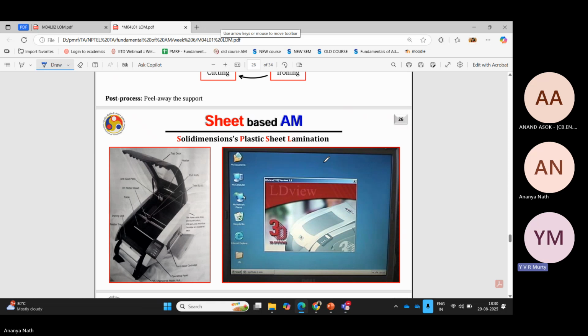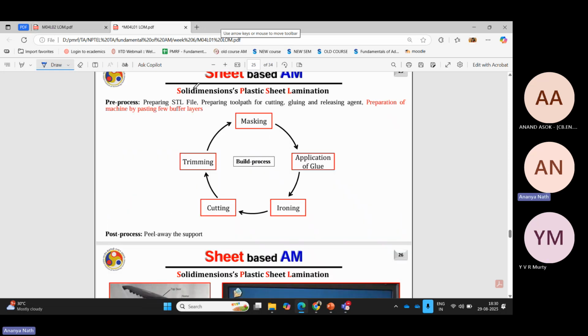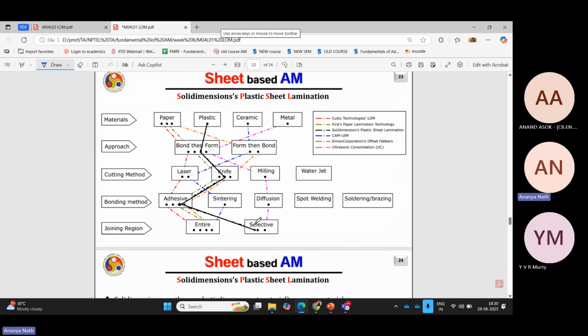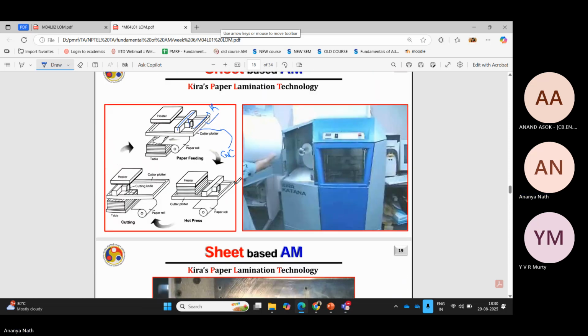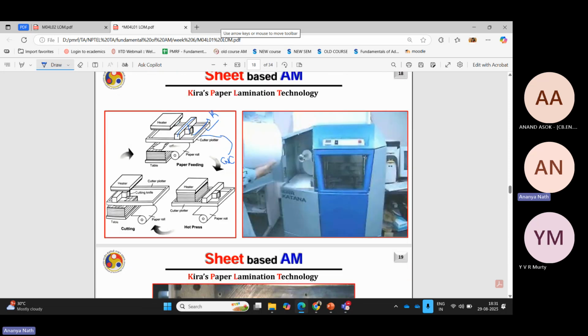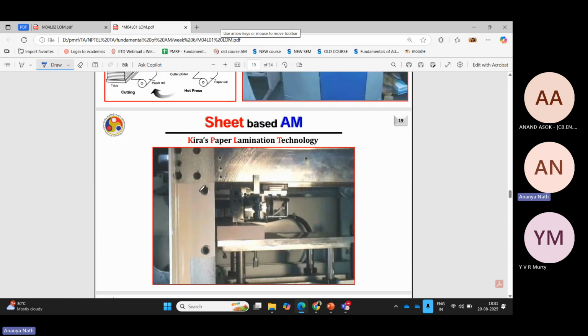See, the main difference between Kira's paper lamination and LOM is that there we are using a roller, but here it is a hot plate. Yeah. And also in Kira's technology, here also you are using a heater which you are pressing, not rolling.